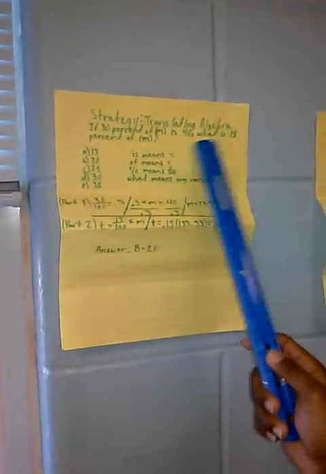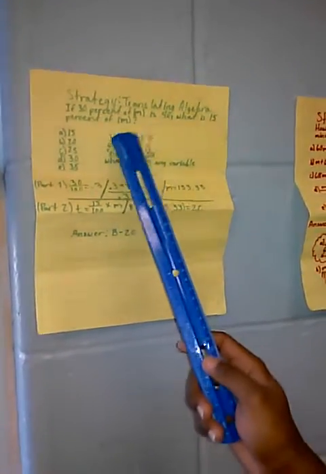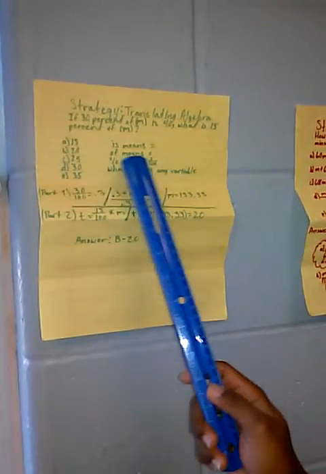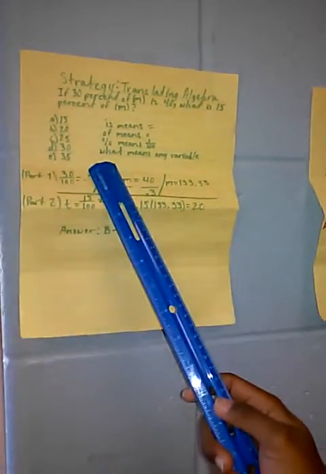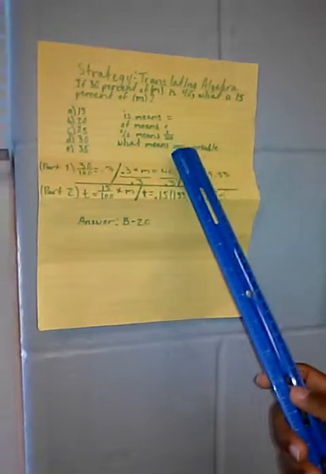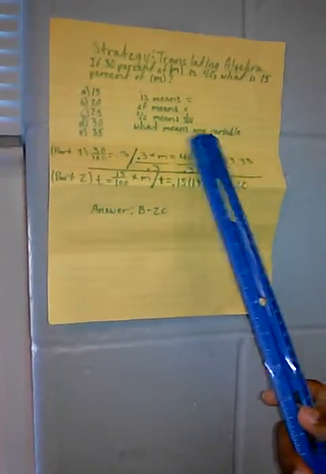Alright, so the question reads, if 30% of M is 40, what is 15% of M? When you see "is," that means write an equal sign. When you see "of," that means to multiply. When you see a percent sign, it means 1 over 100. When you see "what," it means substitute for any variable.